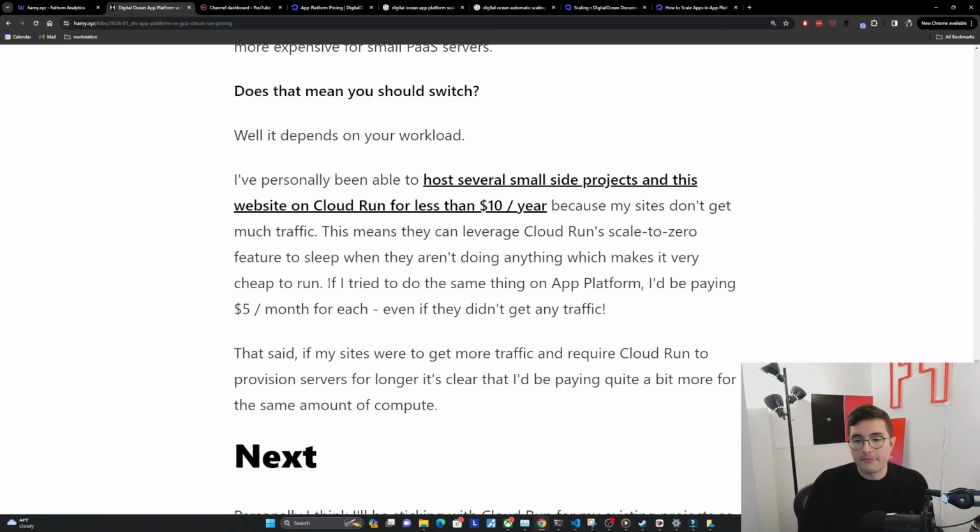Now that said, if my sites were to get more traffic and require Cloud Run to provision servers for longer, it is clear that I'd be paying quite a bit more for the same amount of compute. So I think for sites where you have enough traffic or enough load that your thing is doing work all the time and you are going to need a server on all the time, then App Platform becomes very attractive. But if you're spiky about it, even if you have huge load but it's spiky, it seems like Cloud Run and its auto scaling is probably a better fit for that.